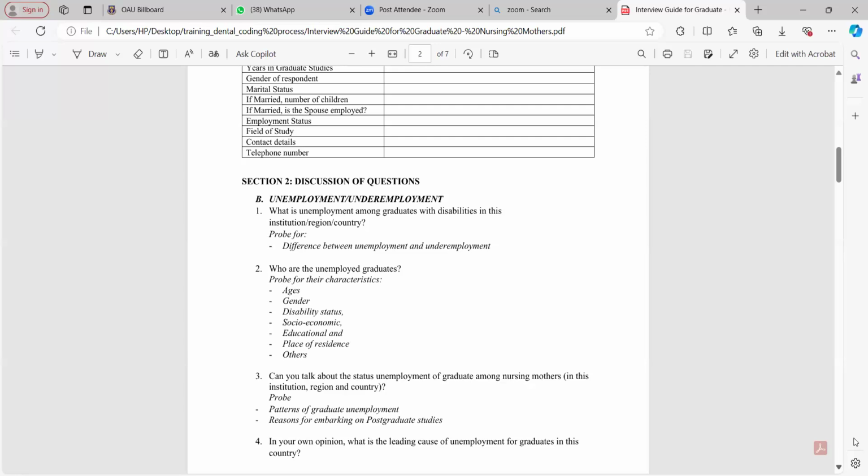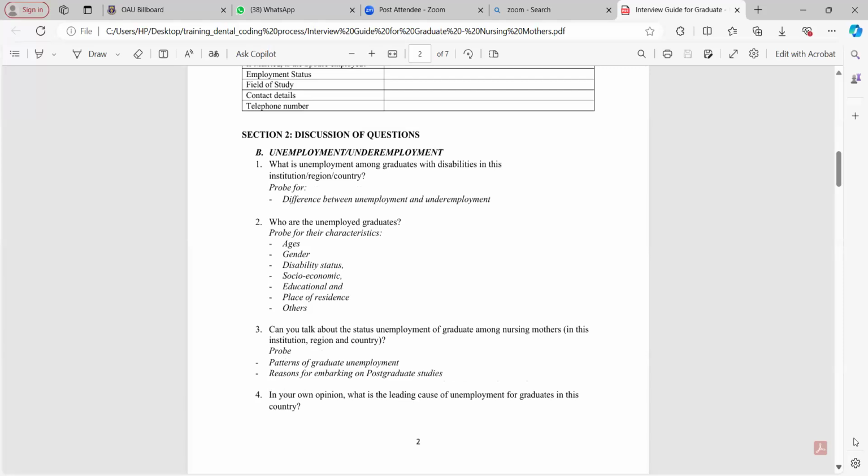You want to probe for educational status. Okay, so do you think being an undergraduate, a first degree graduate, would make you more unemployed than if you had a PhD? Your place of residence, okay, so if you are living in Ajamopo as compared to somebody living in Lagos, do you think that could lead to unemployment? So these are ways to ask when we say probe.